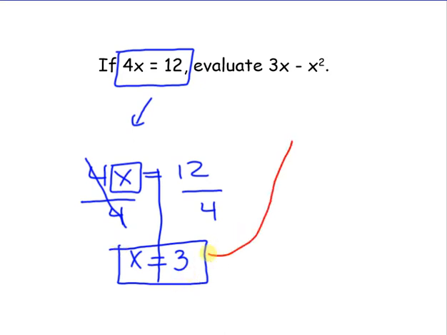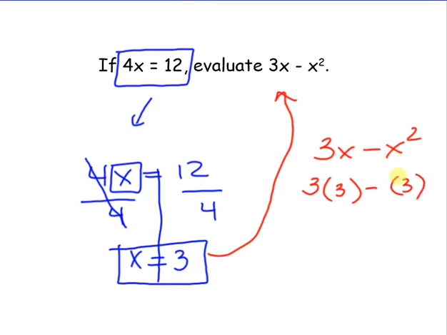You have to take this and plug it back in here. 3x minus x to the second power. So 3, and instead of x I write 3, minus, instead of this x I write 3 to the second power. Order of operations tells us to do exponents first. So 3 times 3 minus 3 to the second power.